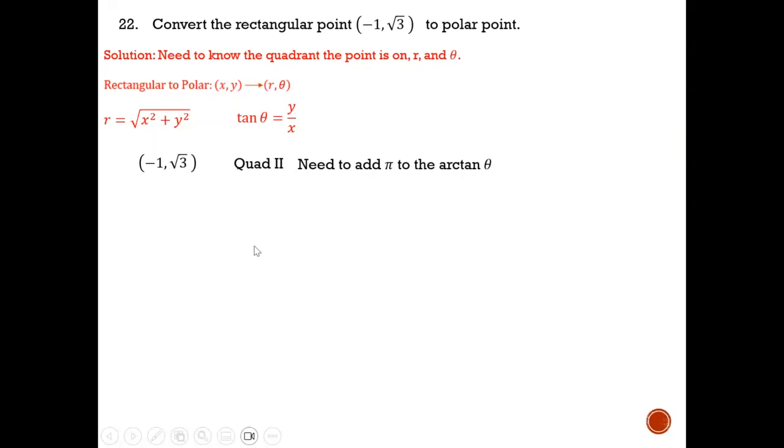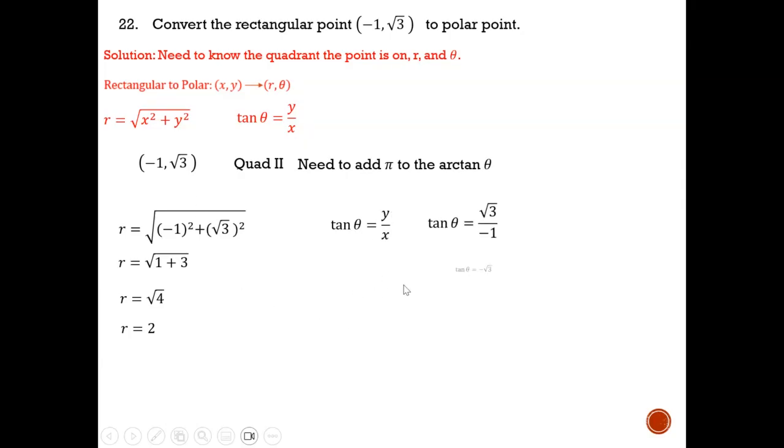Okay, now. So here we go, guys. So r equals the square root of (-1) squared plus the square root of 3 squared. So it's going to give us the square root of 4. So r is equal to 2. I got my r. My theta is equal to the arctangent of y over x, which would be the square root of 3 over -1. Now, if you put that in the calculator, guys, it's going to give you negative pi over 3.